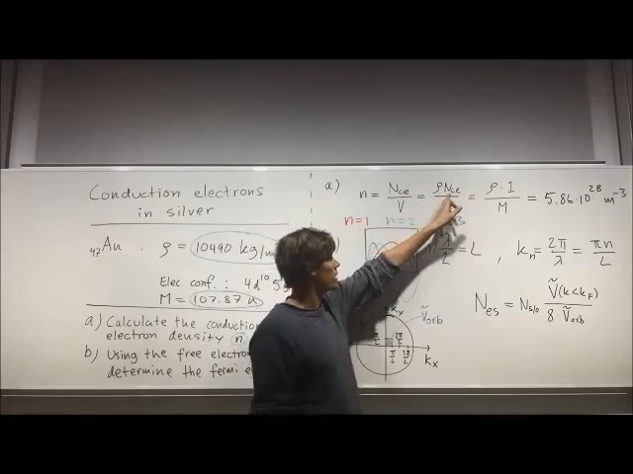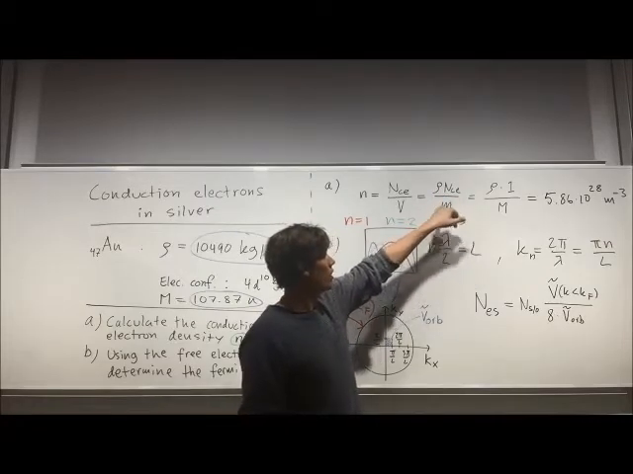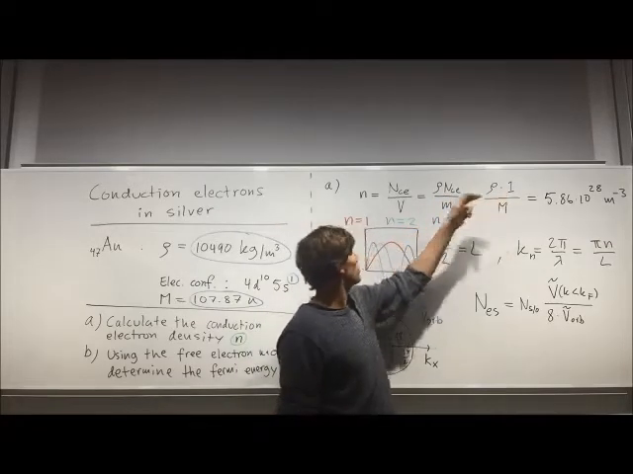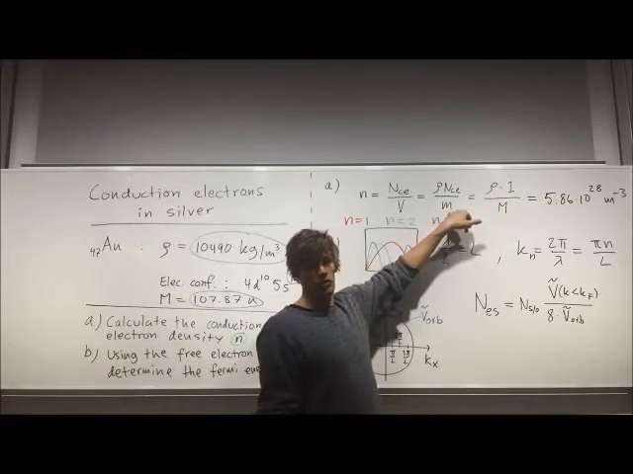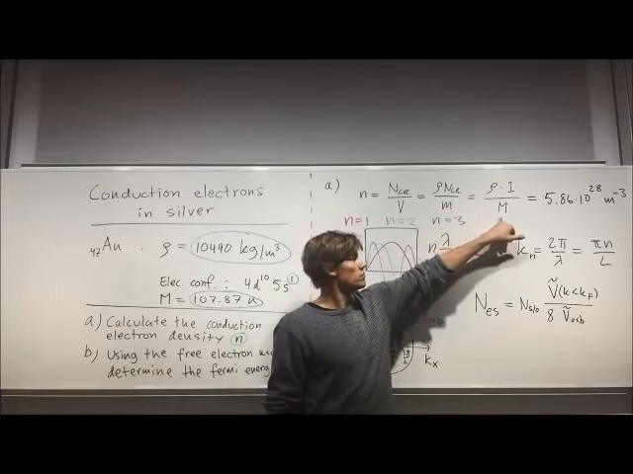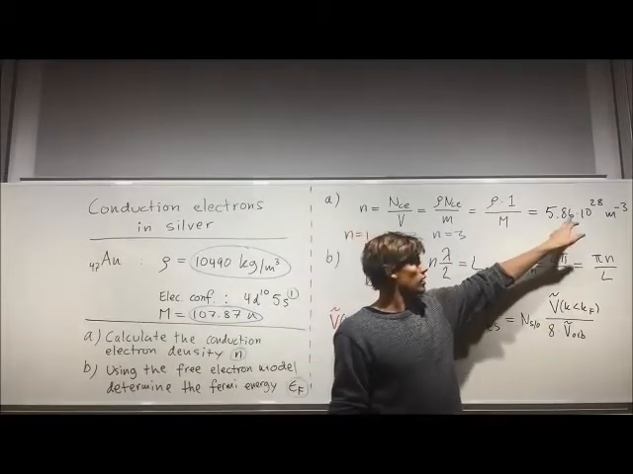And in the end you get, if you replace the number of conduction electrons per atom, which is 1, using this, and then instead of using the total mass, we'll use the mass per atom, which is the atomic mass, and putting that in, we get the result here.